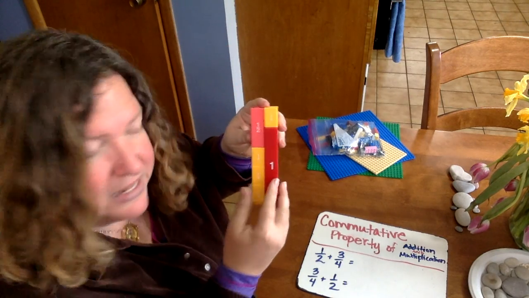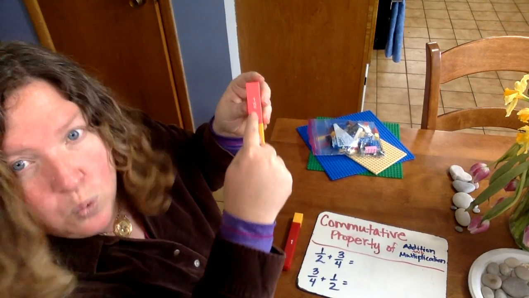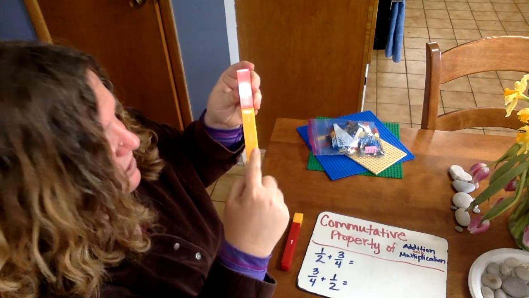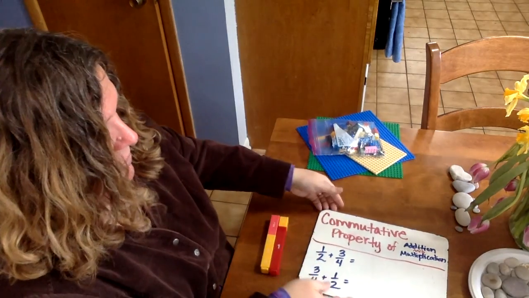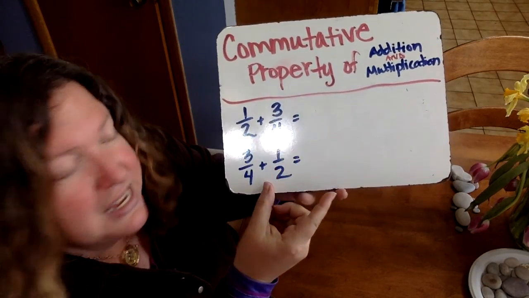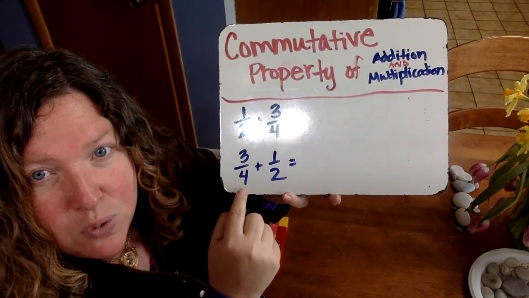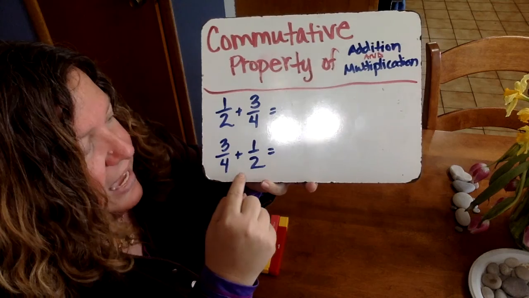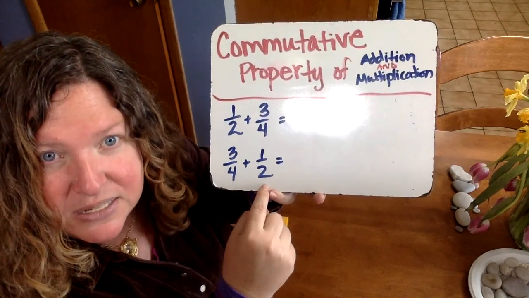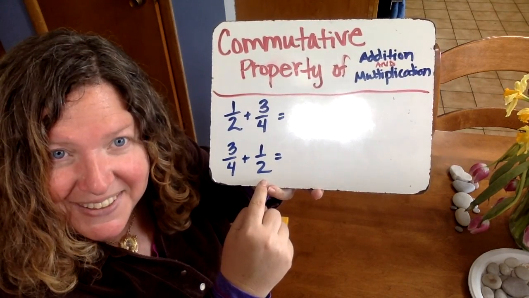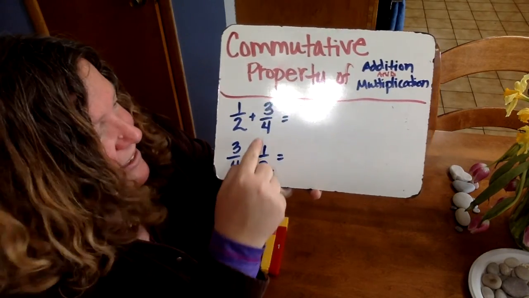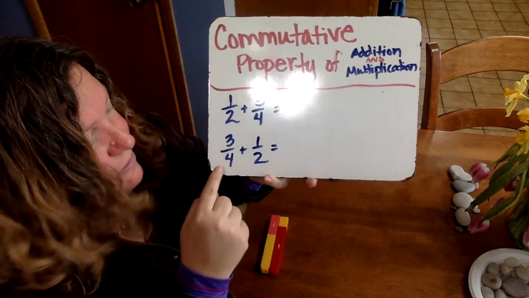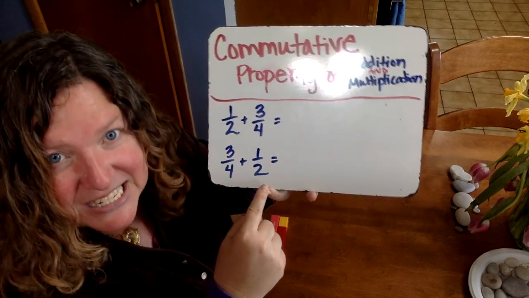The question then is, if 1/2 plus 3/4 gives me 1 1/4, what if instead I had 3/4 of the first pizza and half of the second pizza? How much would I have then? Well, by now in the video, I hope you're knowing it's the same thing. We can flip them around. 3/4 plus 1/2 is going to give us the same answer.